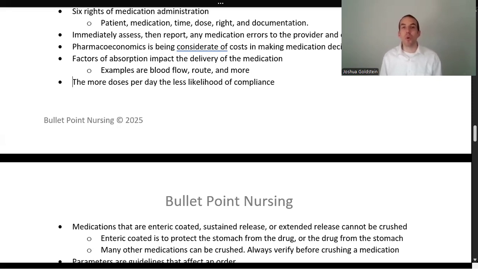These are no wiggle room. You will always check all 6 rights before giving it. If you don't and you screw one up, there's no way you are getting out of that, because you did not check the 6 rights.